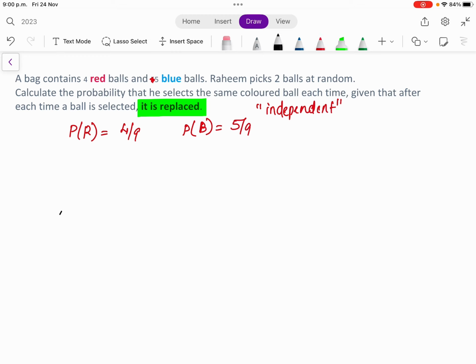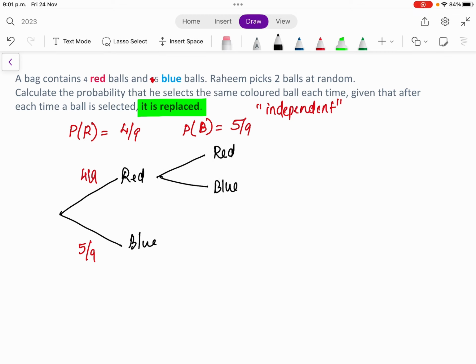Now to draw the tree diagram, you can draw it with red and blue here, and the probability of red is 4 over 9, and the probability of blue is 5 over 9. Again, for the second time, you have red and blue here, so it is 4 over 9, 5 over 9, 4 over 9, 5 over 9. Okay, why? Because they are independent, the probability remains the same.